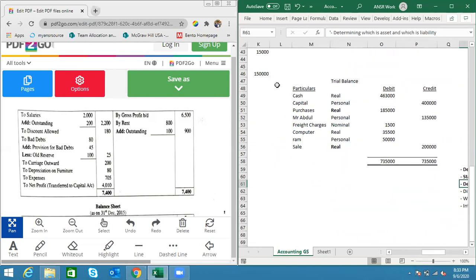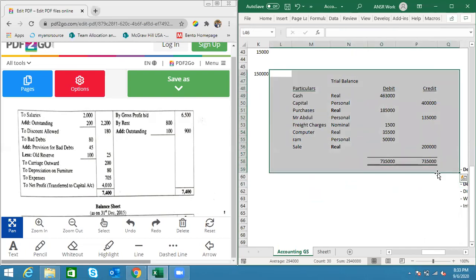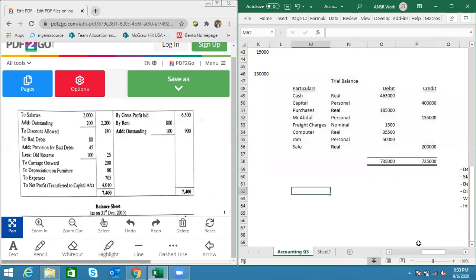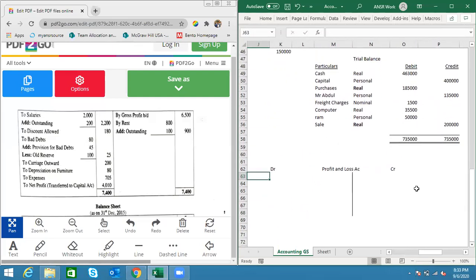Now let's quickly go to this small trial balance. I'm calling it small because we'll have some bigger ones, maybe double this size, because we already have that question with us, exactly double of that size. Let's quickly prepare the profit and loss account. In the profit and loss account, you will have a debit side and a credit side. The debit side is nothing but expenses, the credit side is nothing but incomes. We will put all the expenses on the debit side and all the incomes on the credit side.